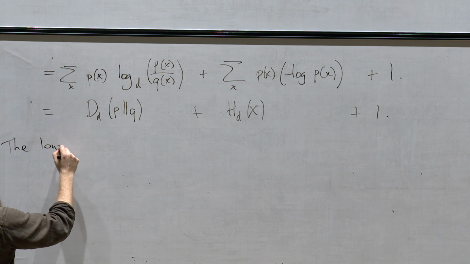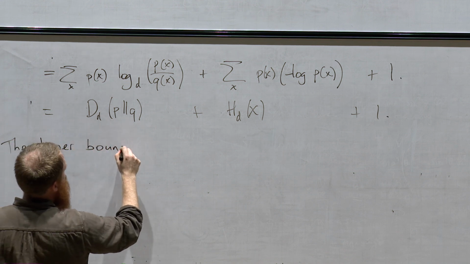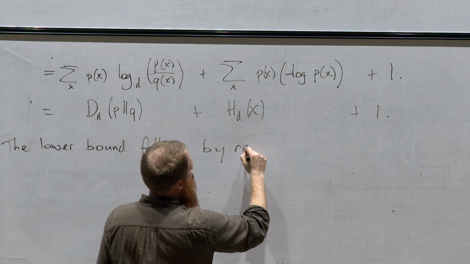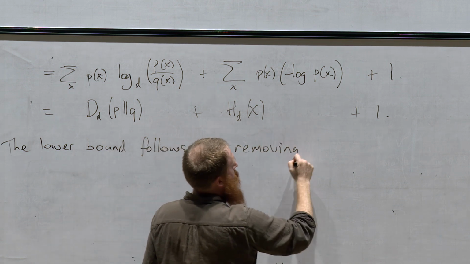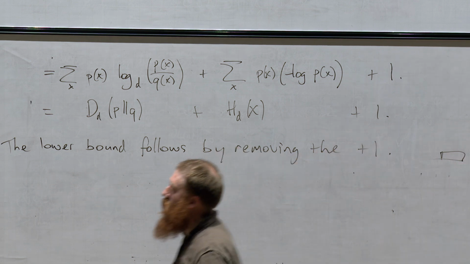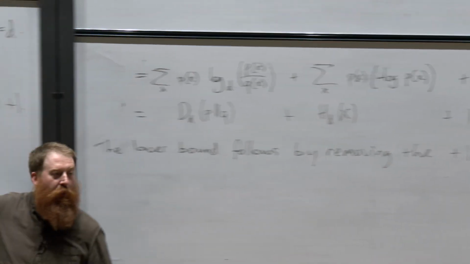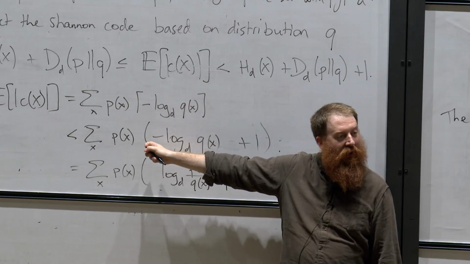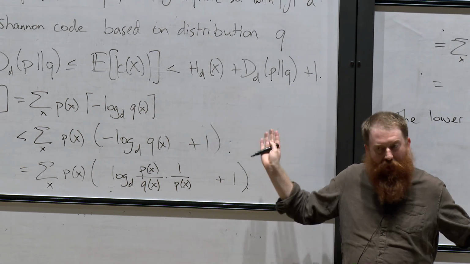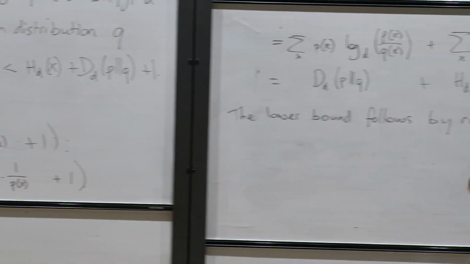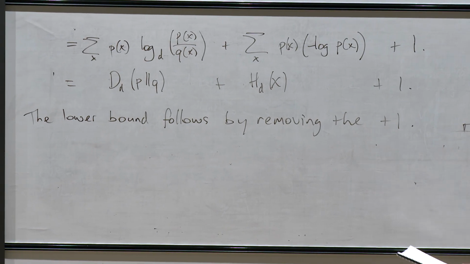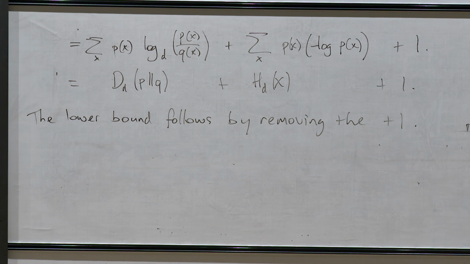The lower bound follows by removing the plus 1. What do I mean? Well, if I didn't have a plus 1, I'd get the opposite inequality. I'd get it greater than or equal to, and the rest would follow through exactly the same way without the plus 1s everywhere. Happy? Okay, so that was Shannon's code.